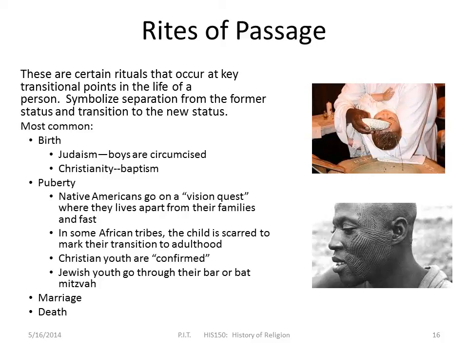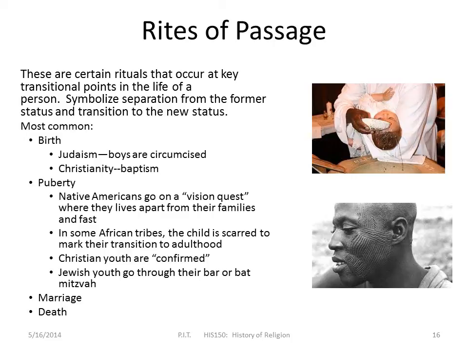In puberty, Native Americans go on what we call a vision quest, where they live apart from their families and fast. Interestingly, when you fast for a few days, 3 or 4 days, you begin to hallucinate. So, they believe, anthropologists believe, that this vision quest is partly due to the fact that these kids are beginning to hallucinate from not having anything to eat. In some African tribes, the child is scarred to mark their transition to adulthood. And here you see very elaborate scarring. In most modern-day African tribes that still use this technique, they only use 1 or 2 lines across the cheek to represent their transition.